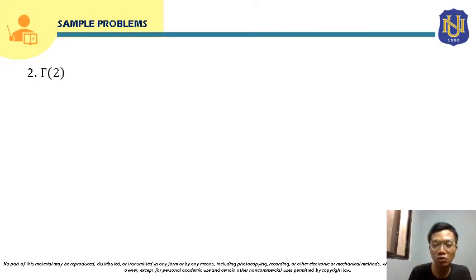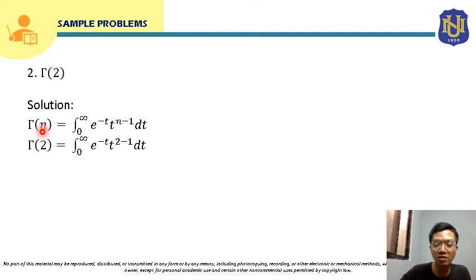Now, let's proceed to number 2. This is gamma of 2. For our solution, we are going to use our formula here. Our formula is gamma of n. Again, we will just substitute 2 for n. So this will be gamma of 2, and the n here, we will substitute 2. So this will become e raised to negative t times t raised to 2 minus 1, and 2 minus 1 is 1. So this will just become e raised to negative t times t.